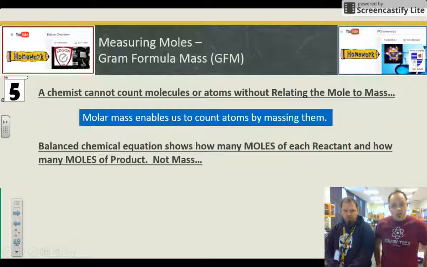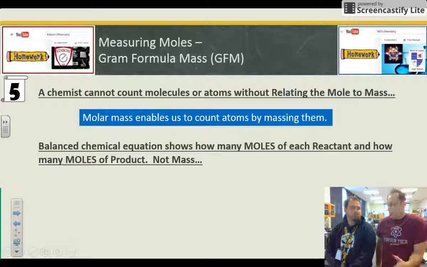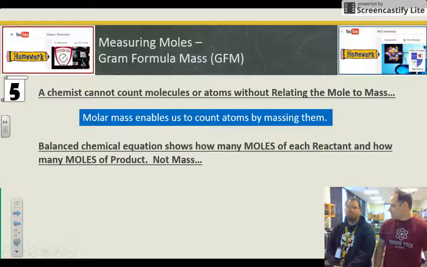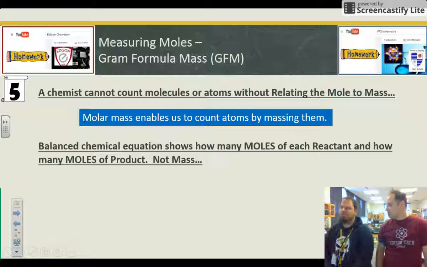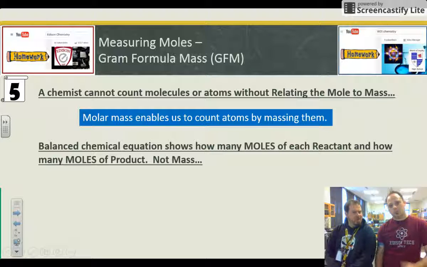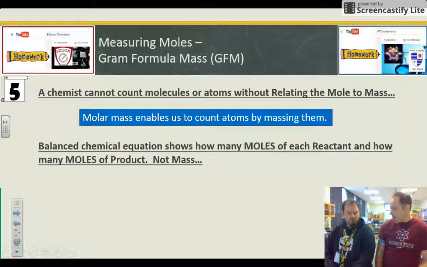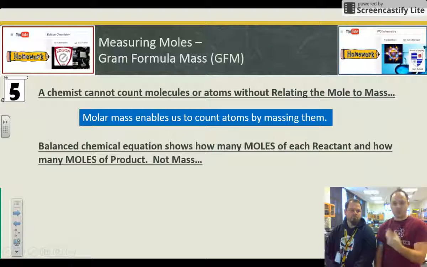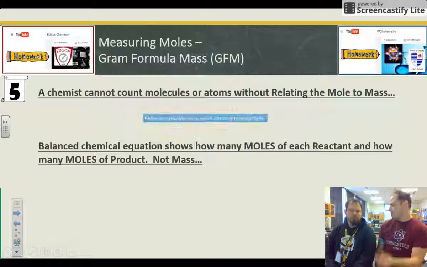It was fun. So a chemist can't count molecules or atoms without relating the mass of it to a mole. We can't count them, they're too small. We have to use a scale. This is a cool little shortcut we use, and we use molar mass to do it. So we can count things by weighing them. Just so you know, a side note: molar mass and gram formula mass are all the same thing, synonyms of the same concept. How much does 1 mole of a substance weigh on a scale?